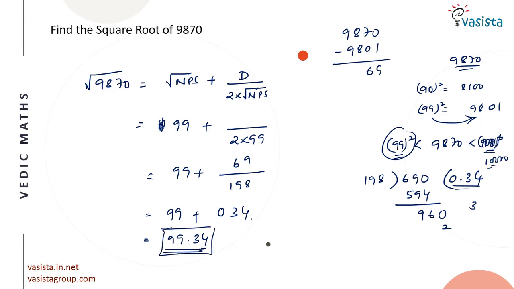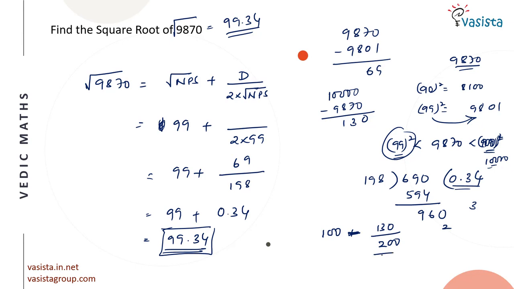Otherwise, what you can do? 99.34 is the answer. Otherwise, you can take 10,000, that is 100. So 100 plus, what is the deviation here? That is 10,000 minus 9870. So 10 minus 7 is 3, and 9 minus 8 is 130. This will become minus 130, divided by 2 into 100, that is 200. If you do this also, you are going to get the same answer.